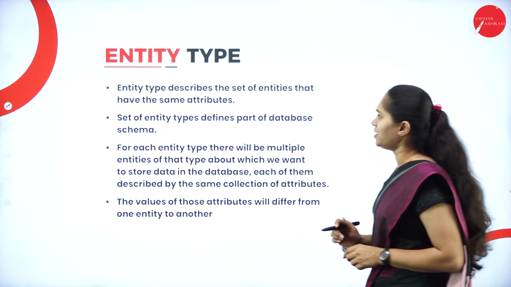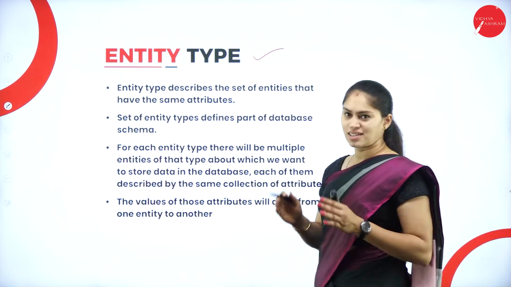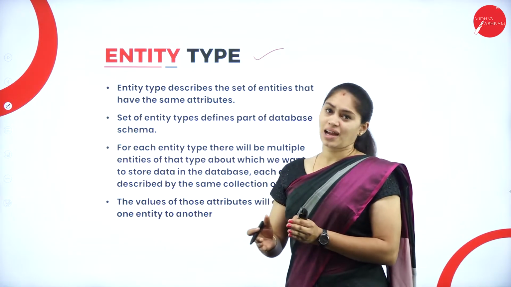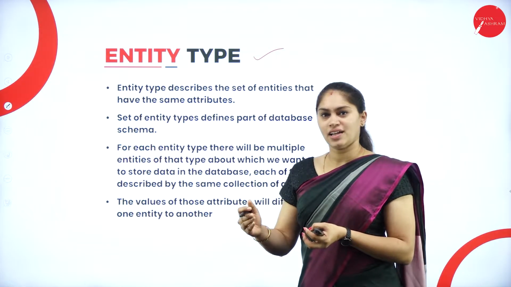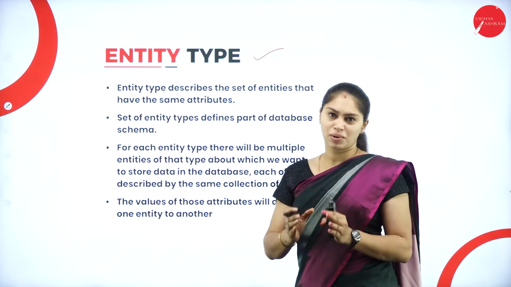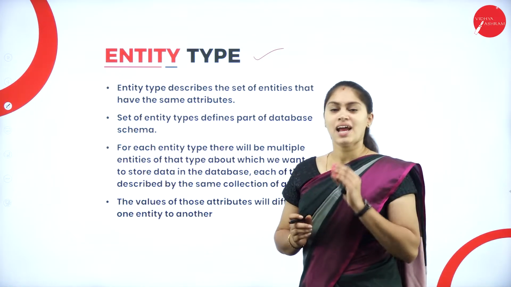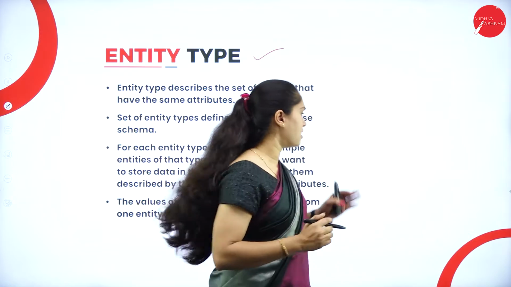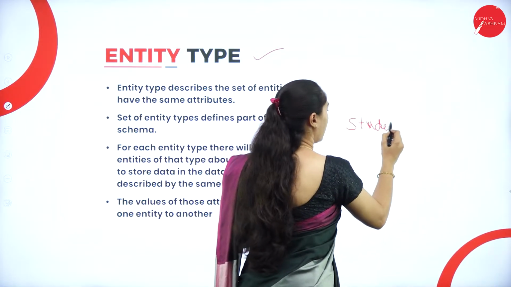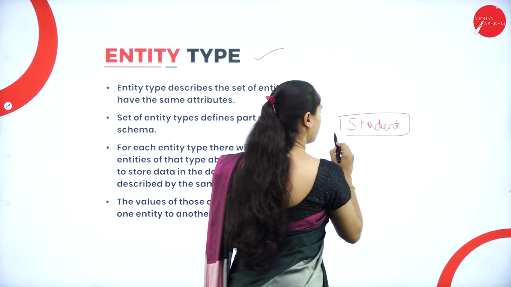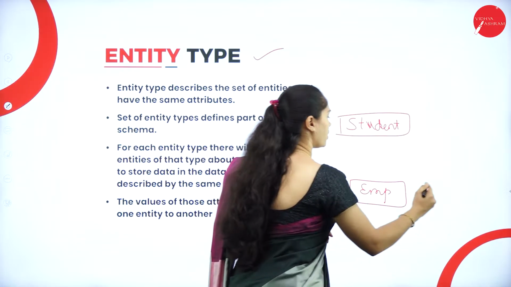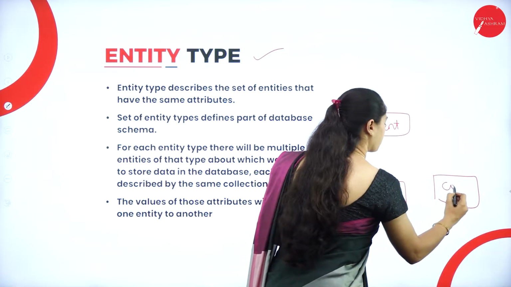We'll see the next point, which is entity type. Now I know what an entity is, and now we are talking about the entity type. I have more than one entity, but all the entities have different attributes or properties. Then we are going to call that an entity type. So let me consider here: I have a student entity, and also an employee entity, and also a course entity.